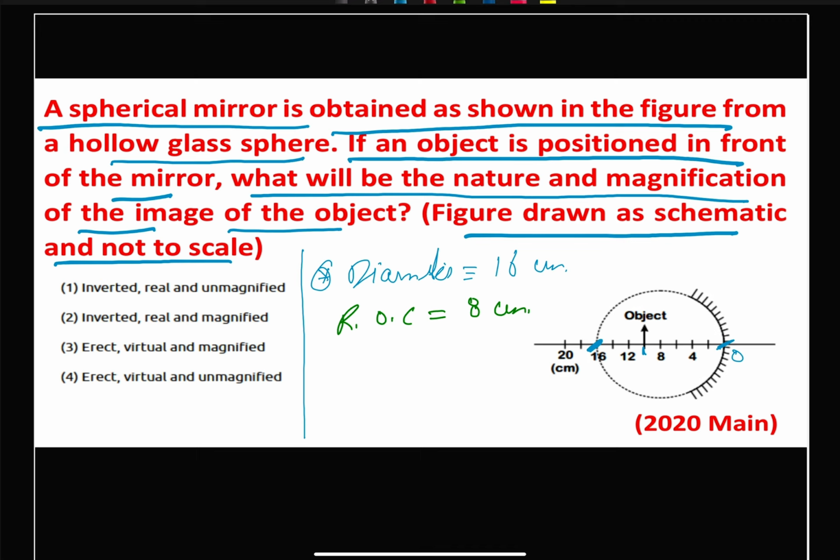and from here we can find out our focal length. Focal length, for this particular mirror, will be minus, so we get minus 8 divided by 2, which gives us minus 4 centimeters. Okay, and we can just approximate that our object will be somewhere around 10, so our u will be equal to minus 10 centimeter. We can use the formula directly now.